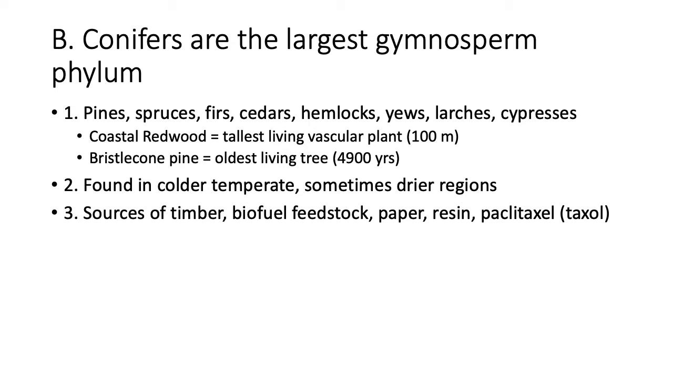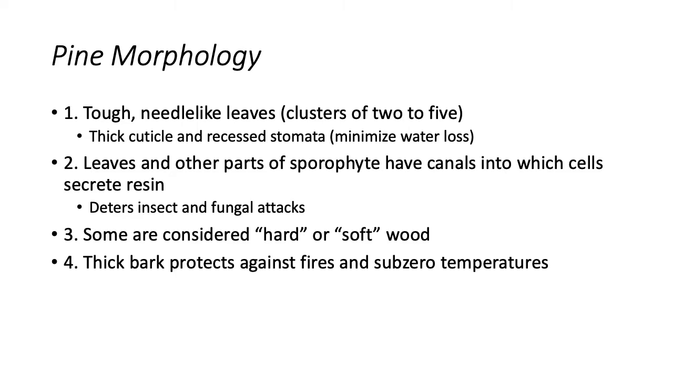So let's take a look at some specialized structures in conifers. They have tough, needle-like leaves, and you usually find these needles in clusters of 2 to 5, and they're the only gymnosperms where the leaves are clustered. The leaves also have a very thick cuticle and a recessed stomata, which means it's really small, to help minimize water loss, since they tend to grow in temperate and drier areas.